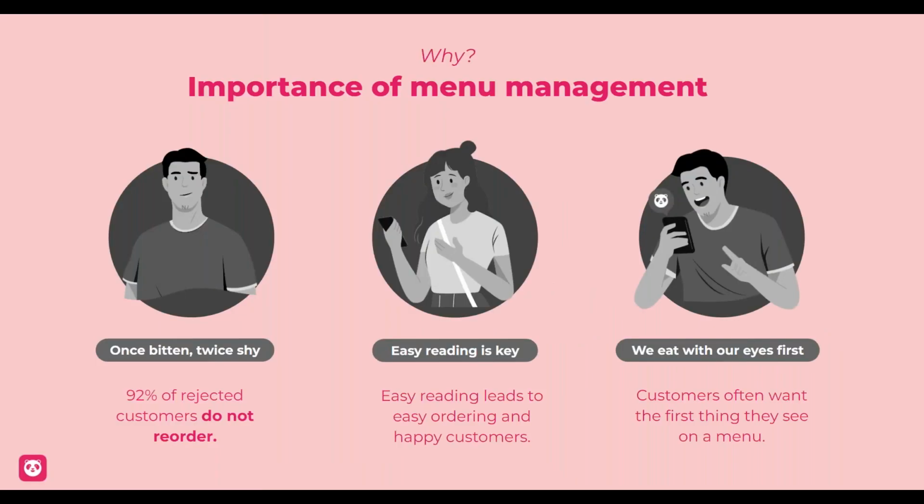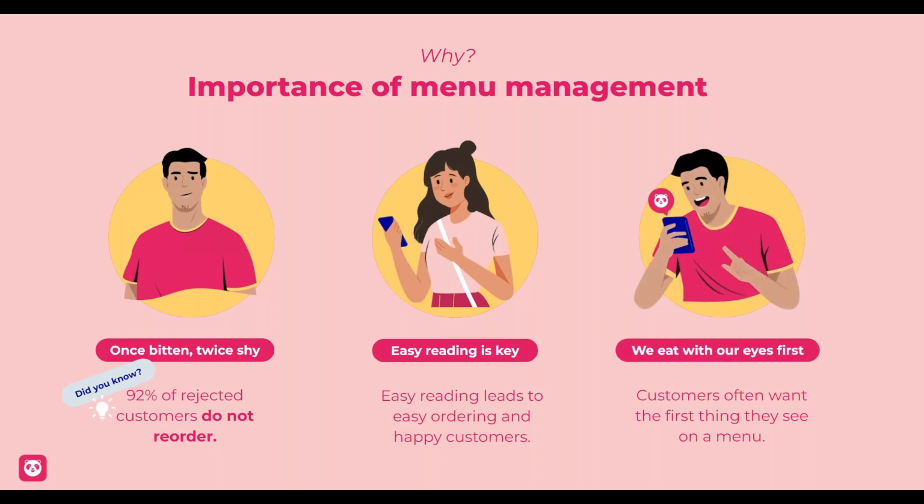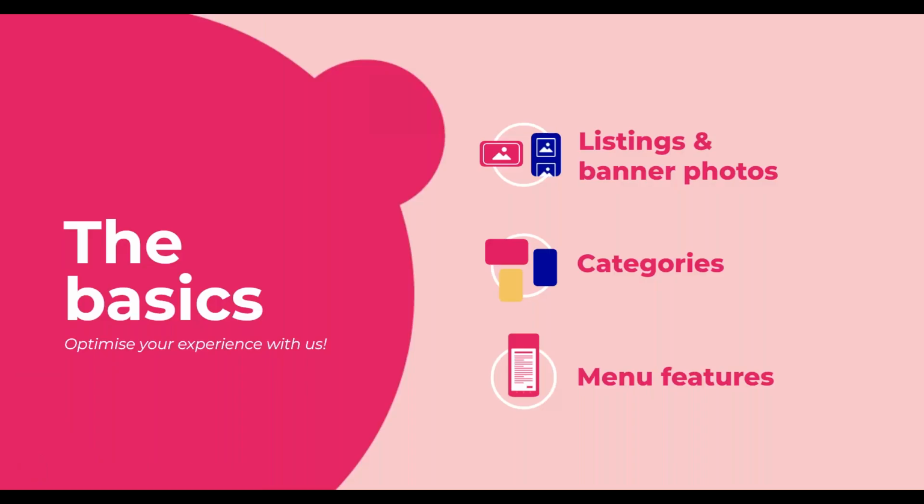Based on our research, 90% of rejected customers do not reorder, once bitten, twice shy. And easy reading is key. It leads to easy ordering and happy customers. And lastly, we eat with our eyes first. Customers always want the first thing they see on the menu. So let's get started. The basics are listing photos and banner photos, categories, and menu features.